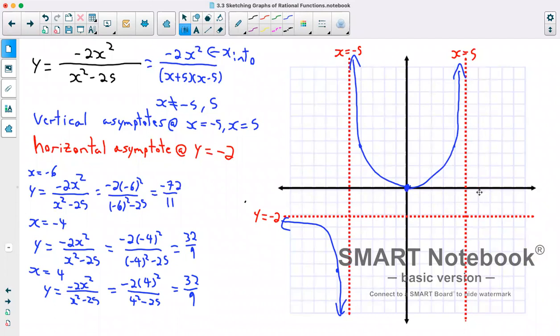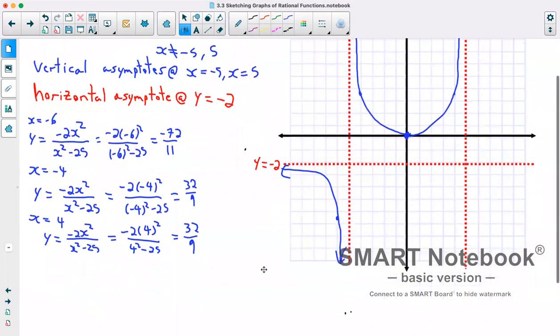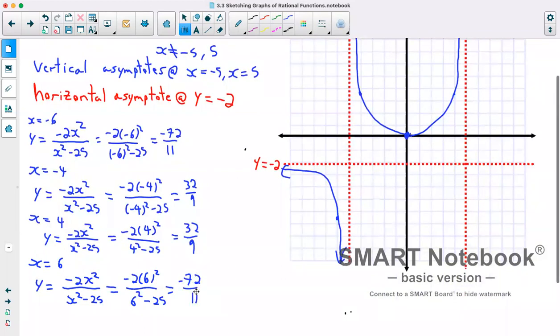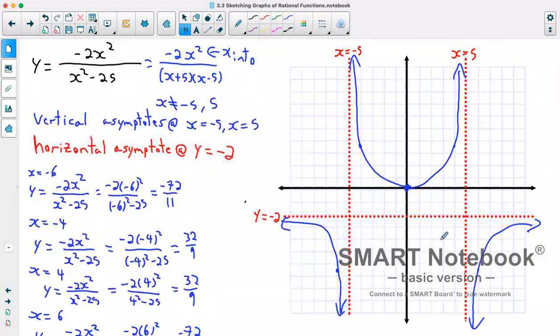So this would be an x value of 6. So I'll try an x value of +6. So I've got y equals -2x squared over x squared minus 25. That becomes -2 times 6 squared over 6 squared minus 25. So that is -72 over 11. So that would be down here. So this section here would look like this. So overall, our graph looks like this.